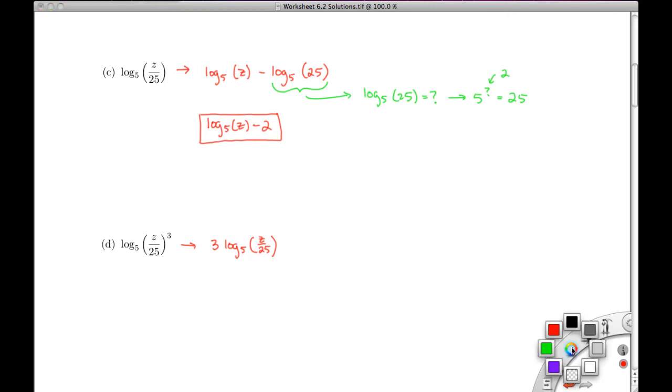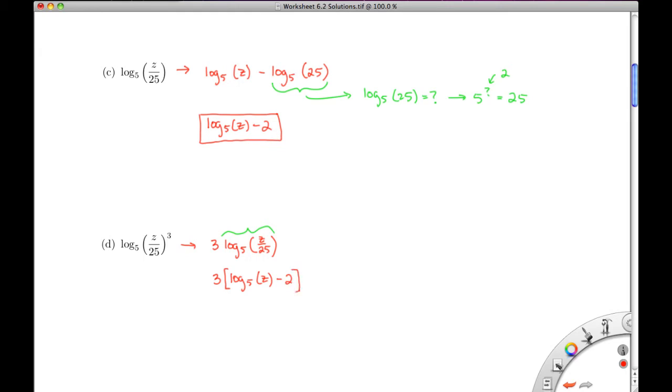Now, we know what this is. So we're going to make that substitution based on our work in part C. So that's going to be equal to 3, and I'm going to put this in parentheses, the log base 5 of z minus 2. So we know that from above.